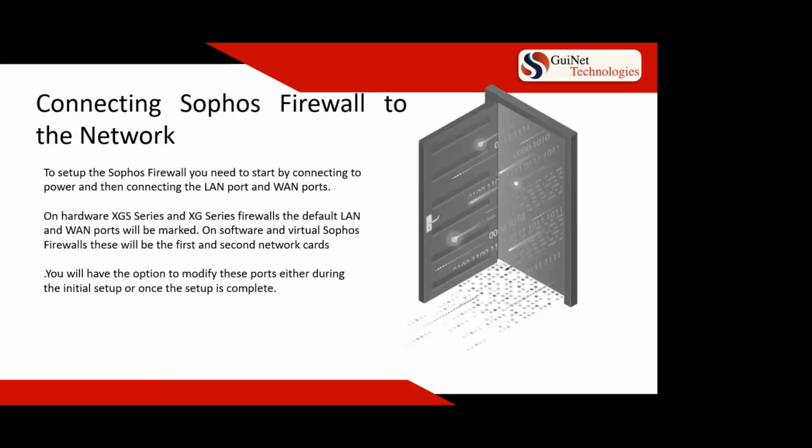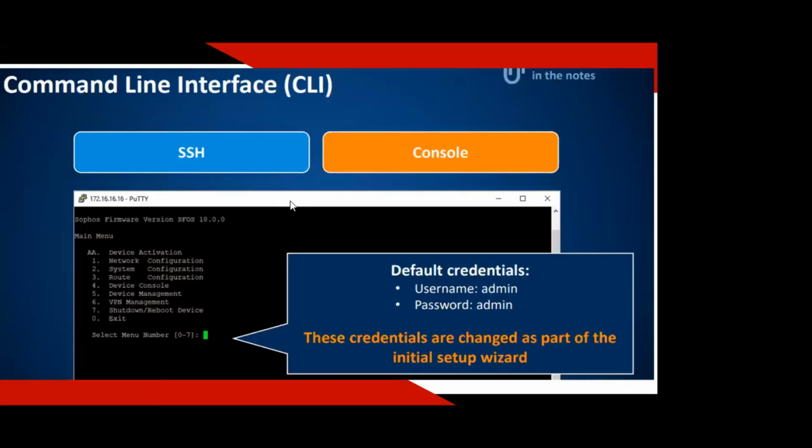On hardware, XGS series and XG firewall series, the default LAN and WAN ports are already marked. On software and virtual, there will be a first and second network card. If you have hardware devices, everything is marked on the ports, so you can use the default port settings. If you are using virtual software, which you will be using in the labs, the first port is always your LAN network and the second port is always your WAN network. You will have the option to modify this either during the initial setup or once the setup is completed. Next would be the command line interface, that is CLI. So how will we get SSH and console access to the firewall.